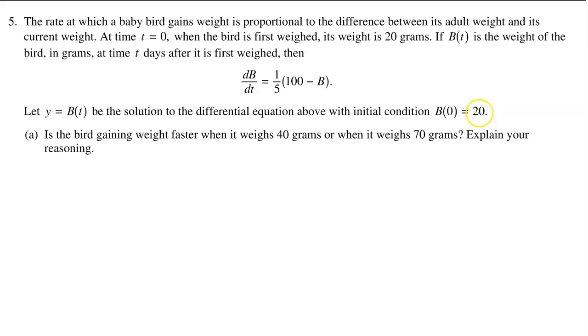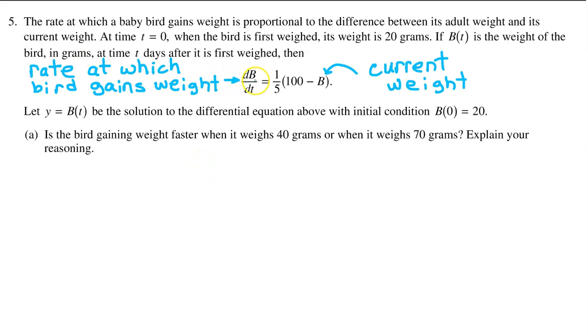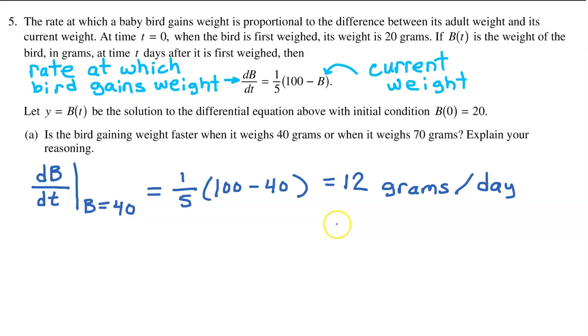Part A. Is the bird gaining weight faster when it weighs 40 grams or when it weighs 70 grams? Explain your reasoning. The function dB/dt gives the rate at which the bird gains weight as a function of current weight B. To find out how fast the bird is gaining weight when it weighs 40 grams, all we have to do is evaluate dB/dt at B equals 40. This turns out to be 12 grams per day.